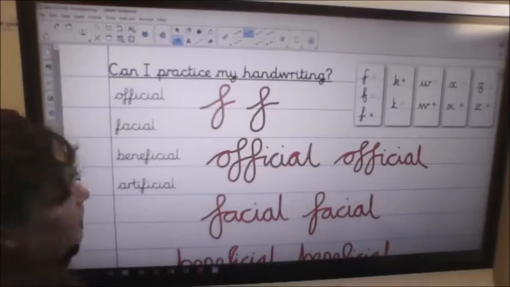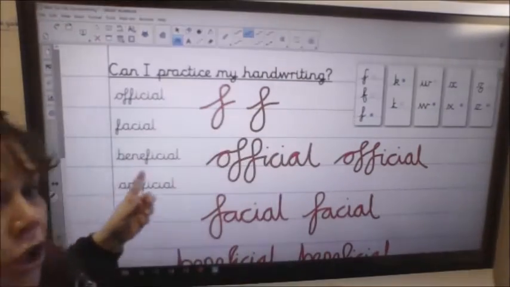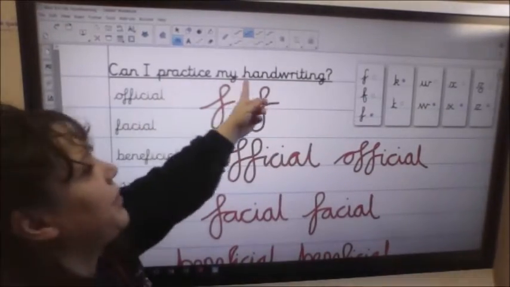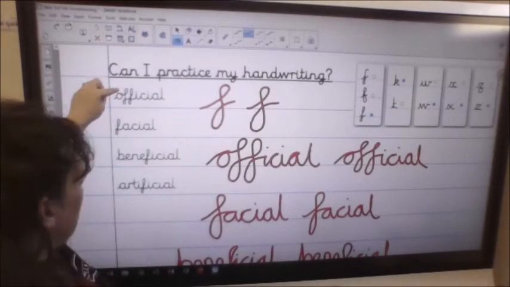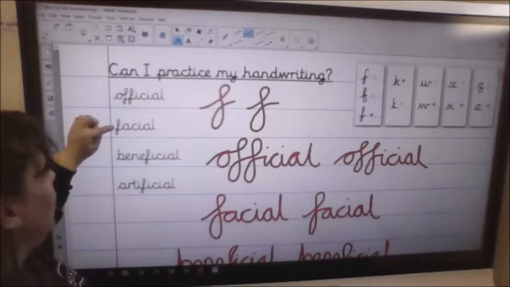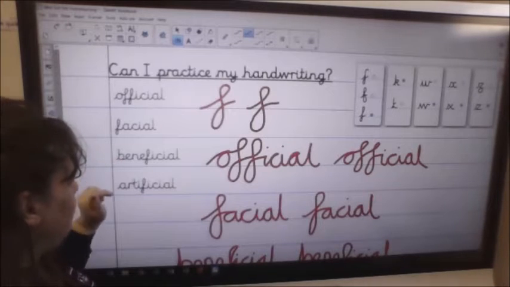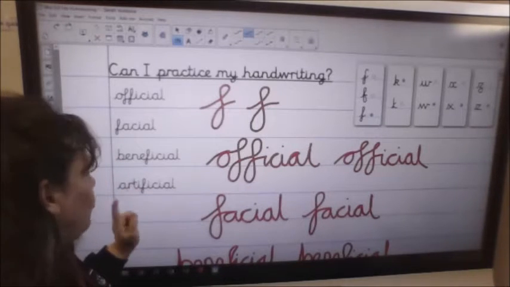Underneath your spelling activity, you don't need to put the date. You're just going to leave a line. You're going to put, can I practice my handwriting? So we want 2 lines of F again, and then 2 lines of official, 2 lines of facial, 2 lines of beneficial, and 2 lines of artificial.